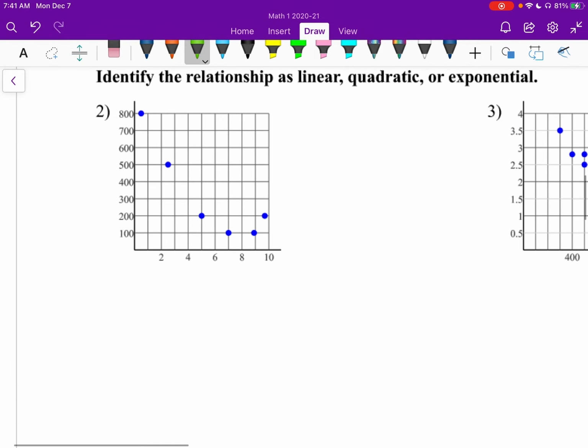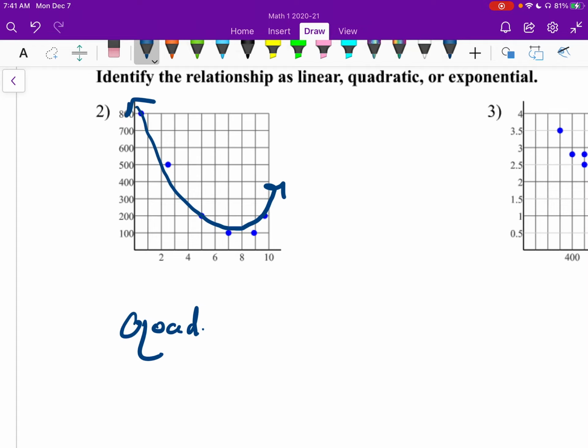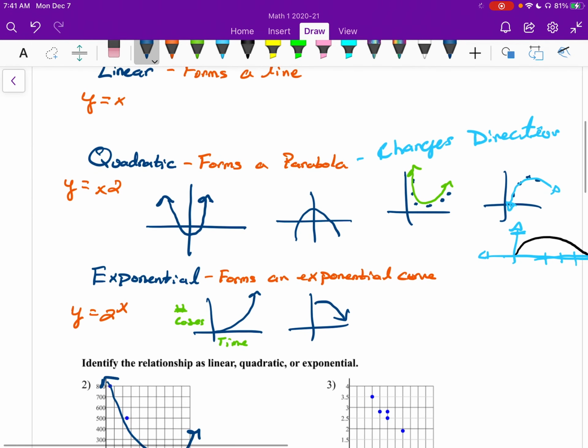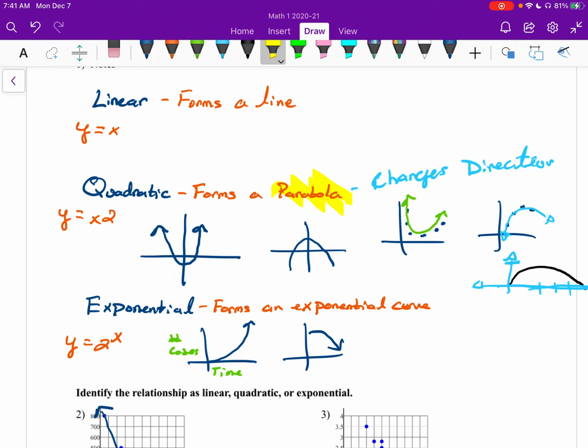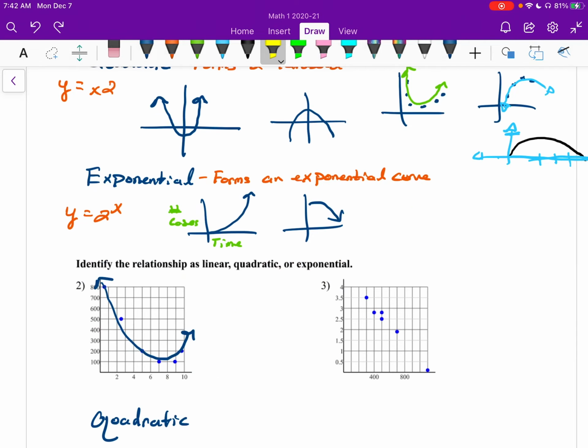Number two, we want to categorize this as linear, quadratic, or exponential. Down here, we see there's a little bit of a curve in it, so it's probably not going to be linear. I could draw something like that in it. It has a curve and it actually changed direction, so this is going to be quadratic. Also, back up here, I used the word parabola. We're probably not going to need that word, but that curved shape is called a parabola. Just like for a linear function we have lines, for a quadratic function we have parabolas. They just have the fancy name.